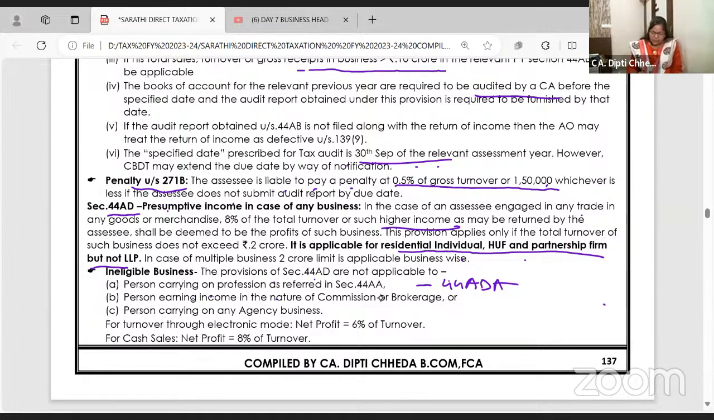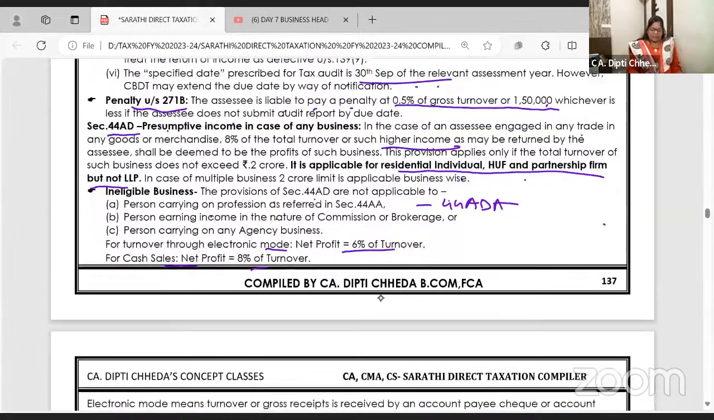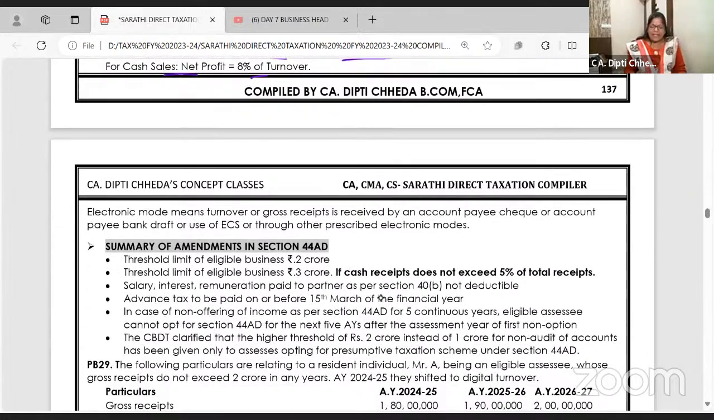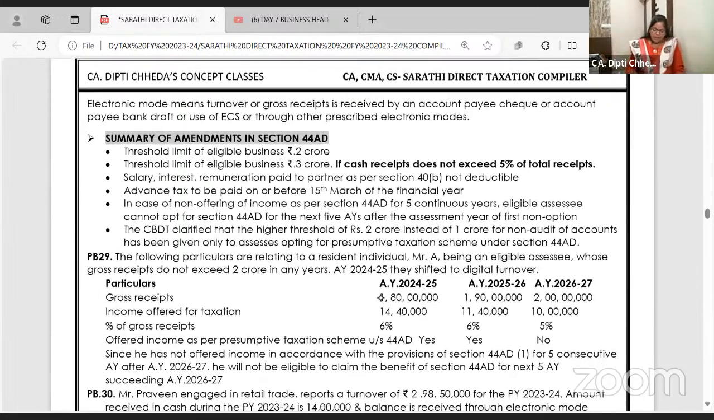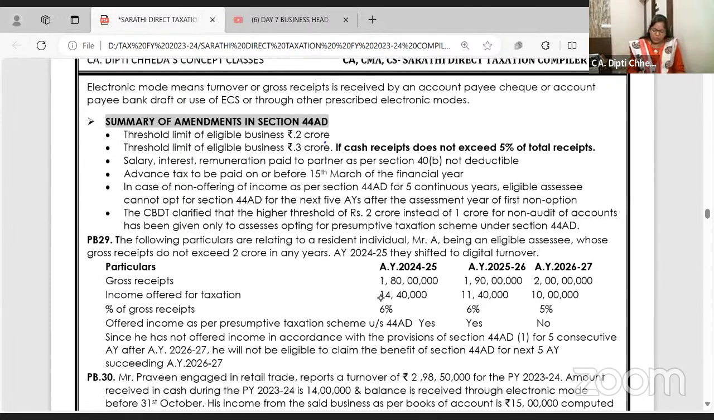Now for turnover in electronic mode, you show net profit of 6% of turnover. For cash sales, 8%. Okay? If cash sales are there, then 8%, otherwise 6%. The threshold limit of eligibility is 2 crore. It will be 3 crore if the cash receipt does not exceed 5%. Salary, interest, remuneration paid to partners is not deductible.